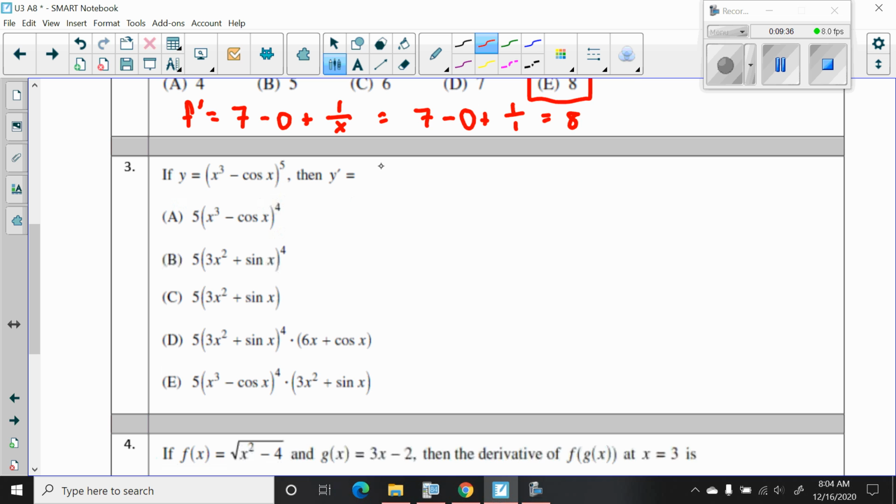Chain rule, 5x to the third minus cosine of x to the fourth power times the derivative of the inside, which is 3x squared, minus the cosine of x is a negative sine of x. So that ends up being a plus. And here we are. E.